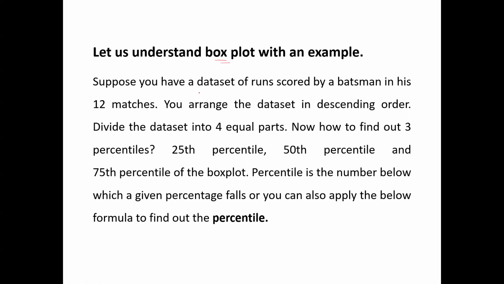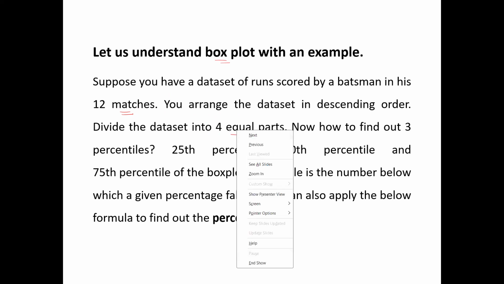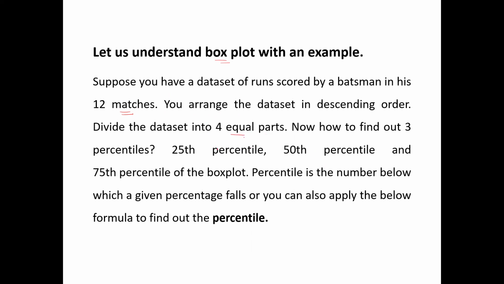Here is the example. Suppose we have a data set of runs scored by a batsman in his 12 matches. Now we are going to arrange this data set in descending order first, and then we are going to divide the data set into 4 equal parts. And now the question is how we are going to find out the 3 percentiles, that is the 25th, 50th percentile, and the 75th percentile of the box plot.